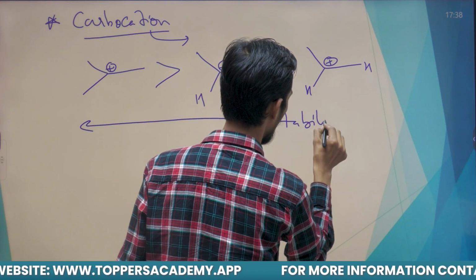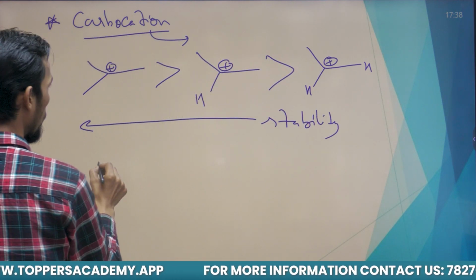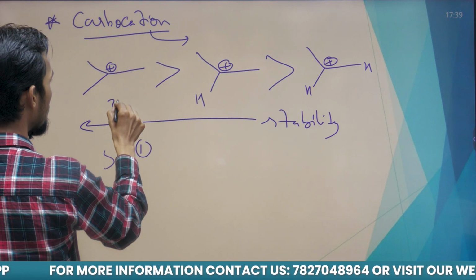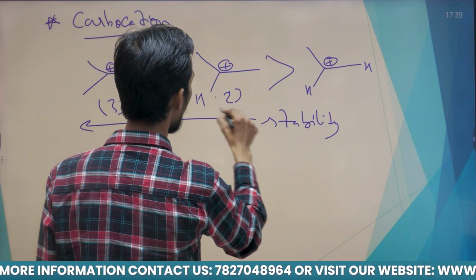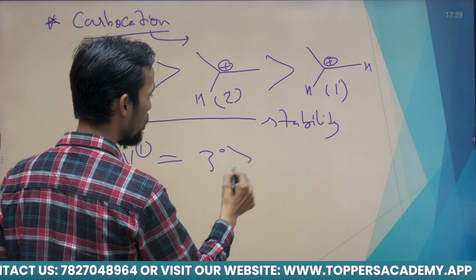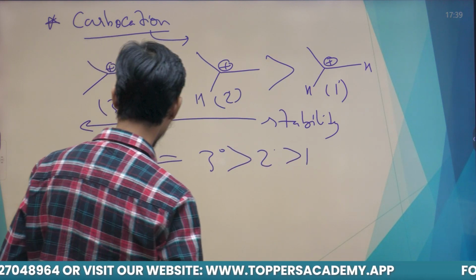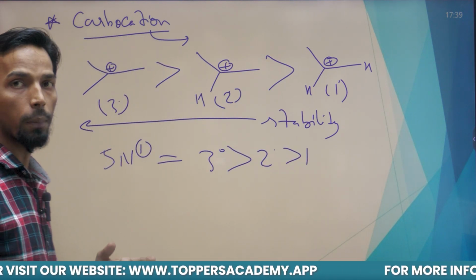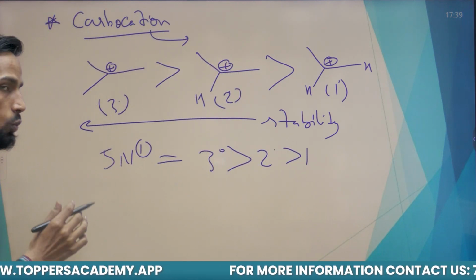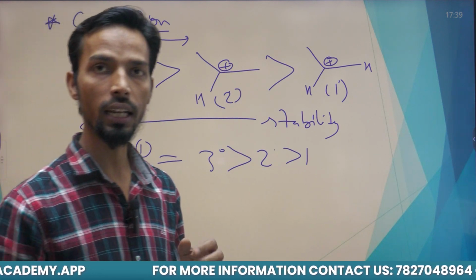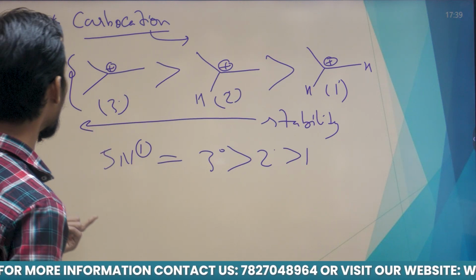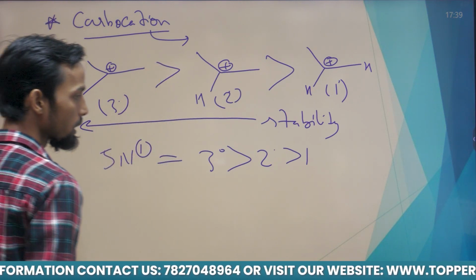That will be the rate of reaction, which means the SN1 reaction will follow the same order: 3 degree more than 2 degree, and then 1 degree. But this order will be reversed when we study the SN2 reaction. In SN2 reaction, 1 degree is more preferable than 2 degree than 3 degree. This is the effect of the substrate.